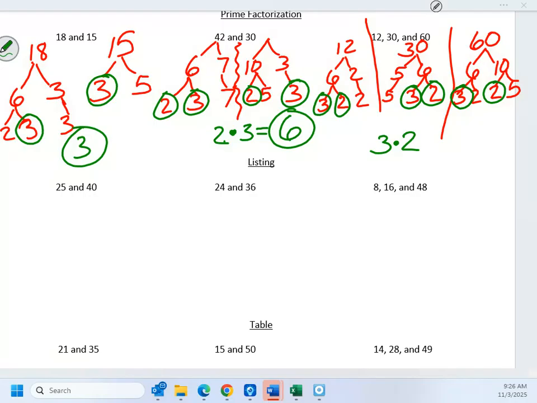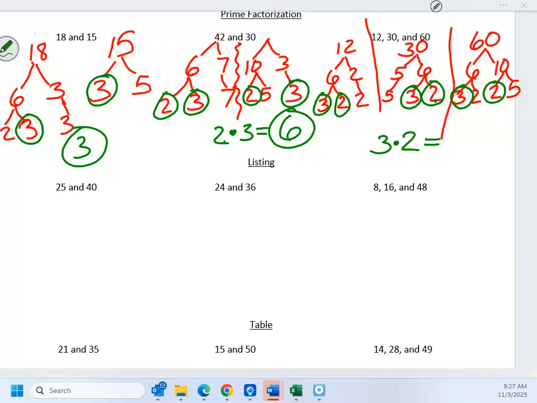Is there any number that all 3 of them share, Rhoda? No. There are no more. I can see a 2 here and a 2 here, but this 2 was already used. I've already circled it, so I can't use it twice. That's why I circle, so I know it's already been used. So they only share 1 three and 1 two.